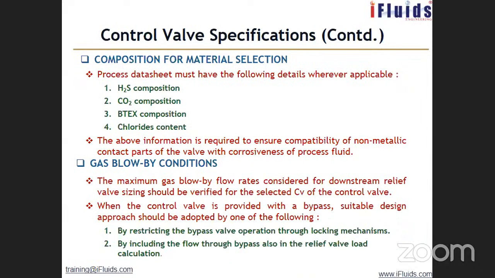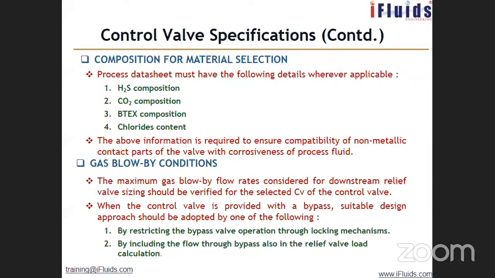So why we need the composition? That is mainly to see whether there are any harmful components in the fluid like hydrogen sulfide, carbon dioxide, BTX, that is benzene, toluene, xylene, etc., ethylbenzene, styrene. And if there are chlorides, they are very harmful to the valve material, valve inside trim. Chlorides are generally harmful to the stainless steel material. So we have to select the material to face this corrosive environment and also to sustain the corrosive environment.